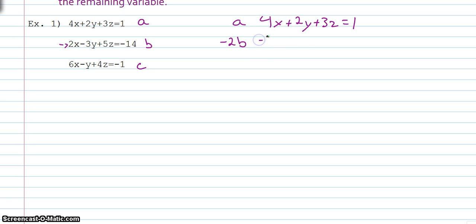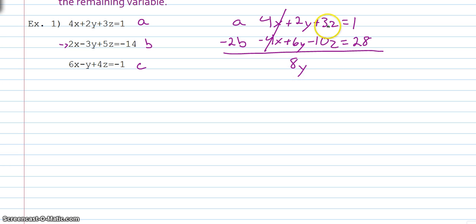So I'll get negative 4x plus 6y minus 10z equals 28. You've got to be really almost painstakingly slow so you don't make a mistake early, which then makes you redo everything in the end. So let's add. 4x minus 4x is 0, so those drop out, just as we intended. 2y plus 6y is 8y. 3z minus 10z is negative 7z equals 29.